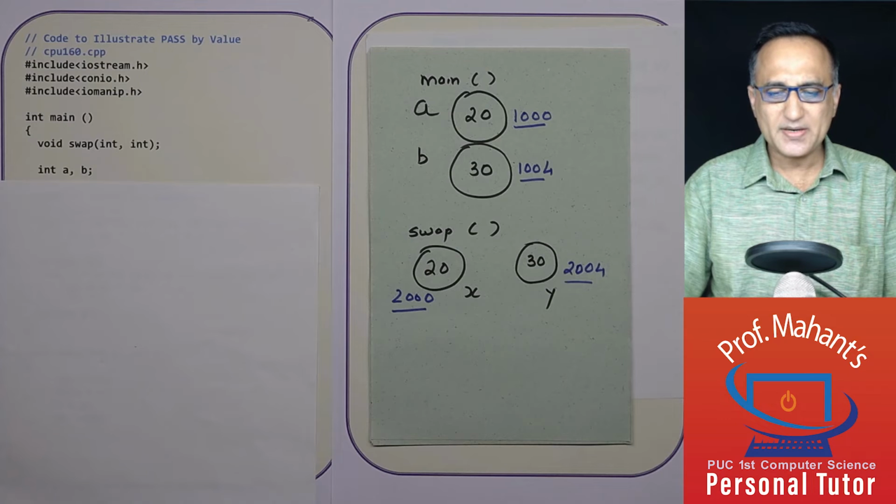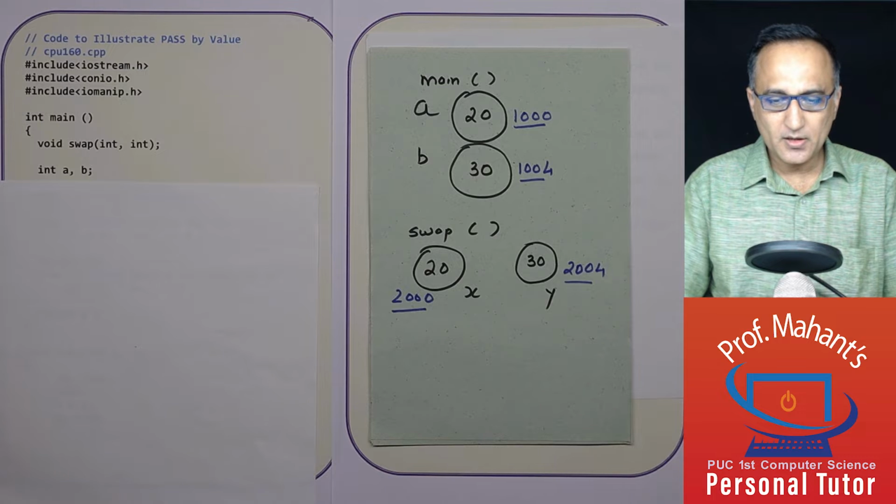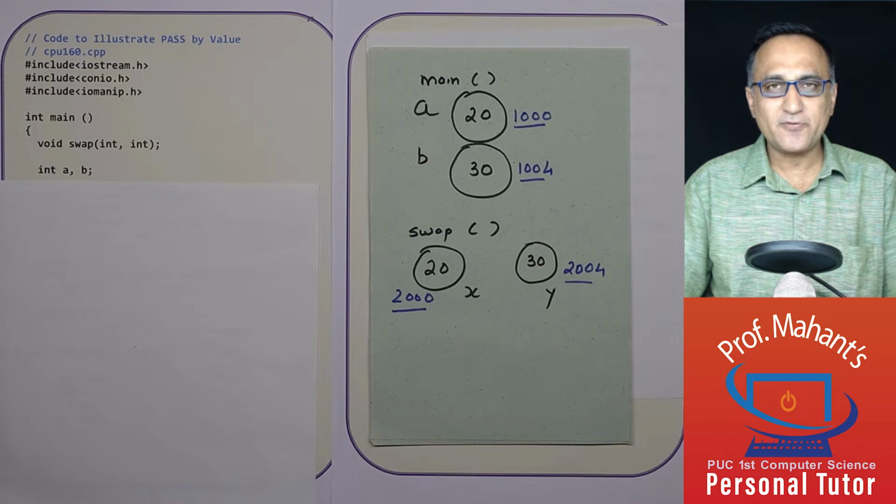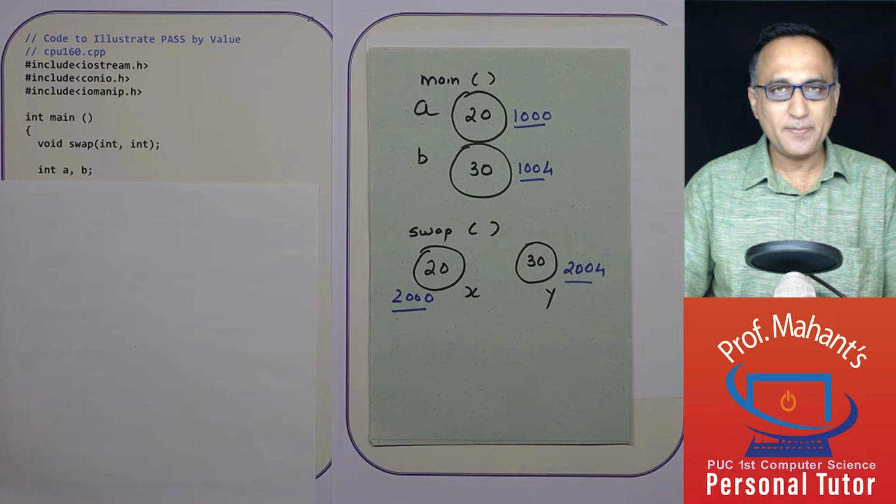We shall now try to understand a concept called pass by value, which is usually discussed when we talk about user defined functions. In order to understand this concept of pass by value, let us first take a look at a program, see how that program works, and then enhance our understanding about pass by value.